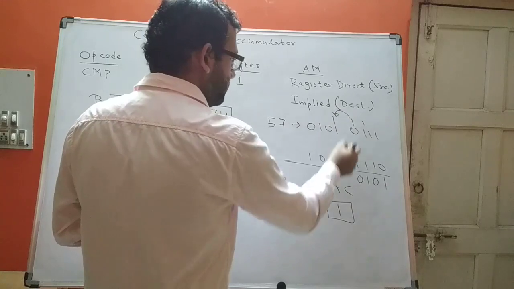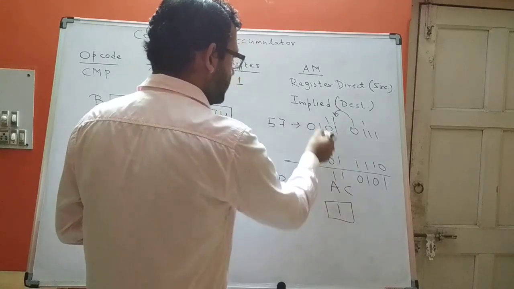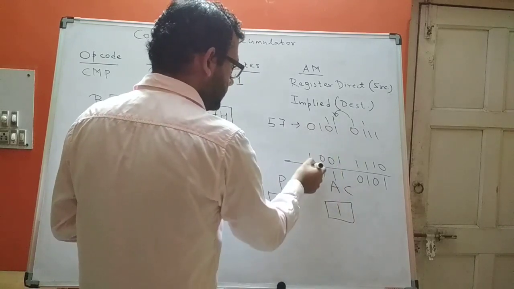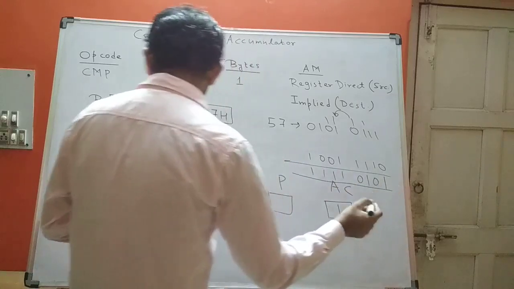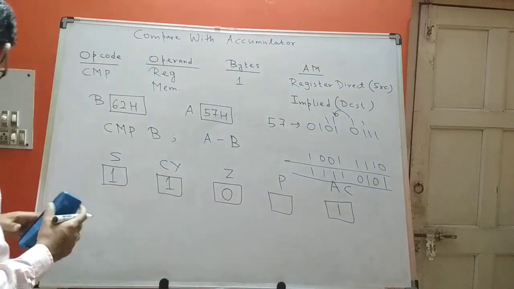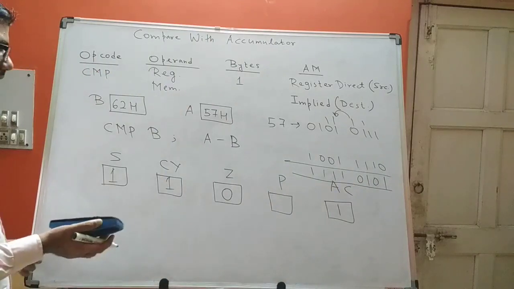Now, 1 plus 1 plus 1 is, of course, 1 with a carry of 1. And then this will again generate 1. This will give me 1 and this will give me 1. Quite expectedly, I did not get any carry.